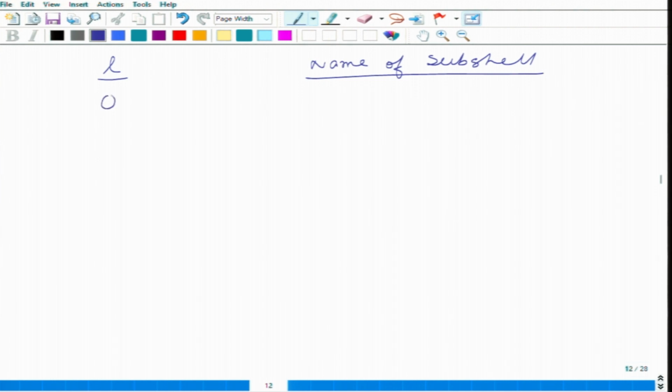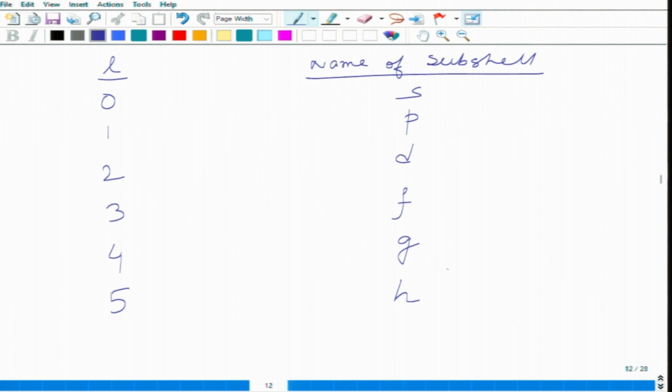For L equal to 0, the subshell is denoted with s. For L equal to 1, the subshell is denoted by p, small p and small s as well. For L equal to 2, the subshell is denoted by d. L equal to 3, the subshell is f. L equal to 4, the subshell is g. L equal to 5, the subshell is h.